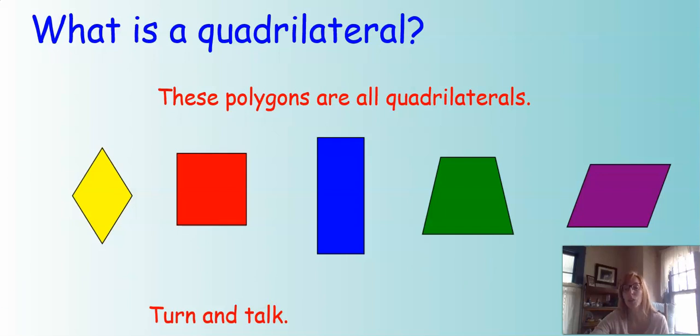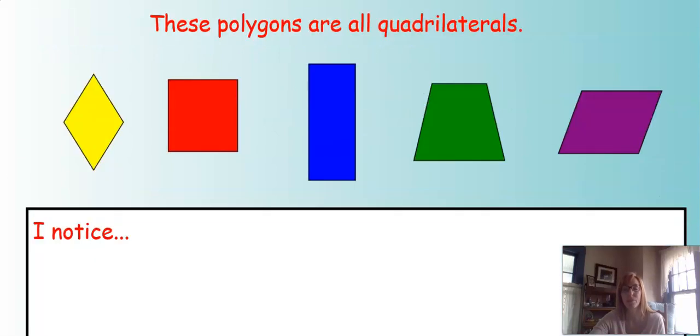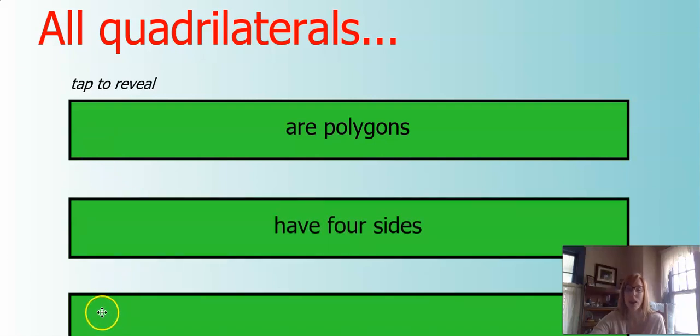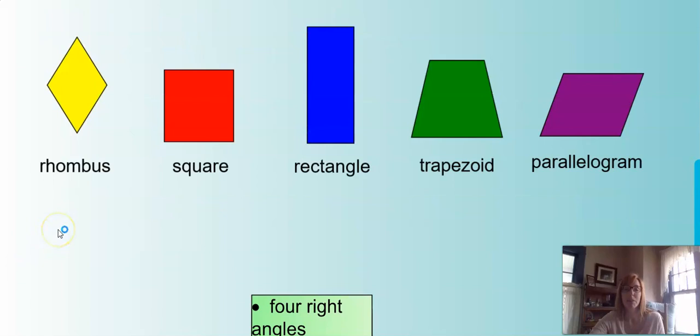So if we were in the classroom, we would turn and talk to our neighbor. So if you want to turn and talk to your mom, your dad, and talk to them about quadrilaterals and how these specific polygons are all quadrilaterals and they have certain things in common. So hopefully you're noticing some things, and we'll go through. Hopefully you noticed that they were all polygons, that they all had 4 sides, and that they all had 4 angles. And then they have very specific names.